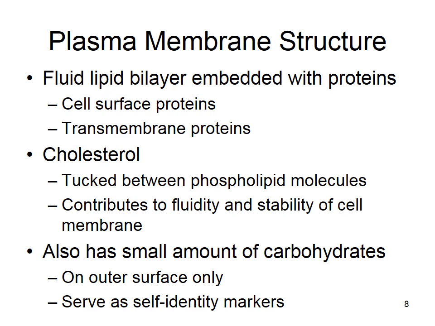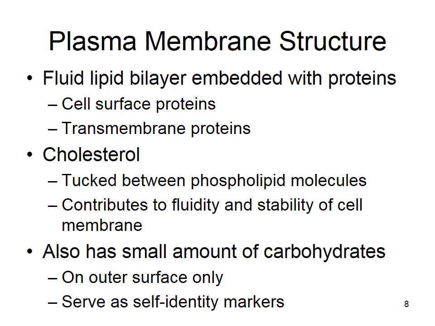Okay, so we've got cell surface proteins. Those are just found on one side of the cell, and then we have transmembrane proteins that are inserted within the plasma membrane. Cholesterol gets tucked between those little yellow molecules on the previous slide, and it contributes to fluidity by getting in between those fatty acid tails. It also stabilizes the plasma membrane, mainly for those proteins, to help keep those proteins in place. And then a little bit of carbohydrate as well, but carbohydrates are on the outer surface only.